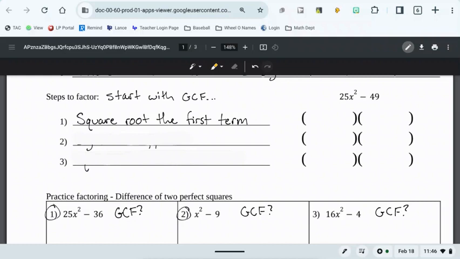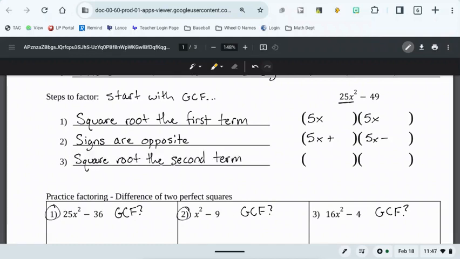factoring this special case. We just take the square root of the first term. So the first term is 25x squared. The square root of 25 is 5, and the square root of x squared is just x, because x times x is x squared. And we are going to jot that down as our first term in each of our binomials. All right, next step. Signs that we're going to put in are opposite. So signs meaning plus and minus, opposite signs.